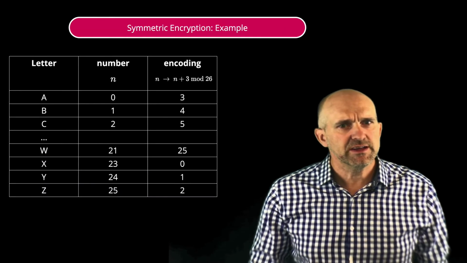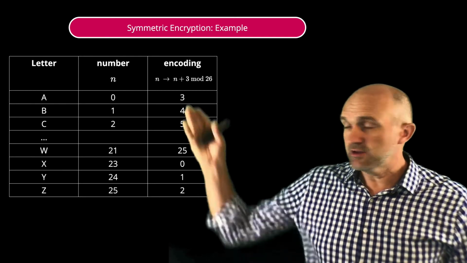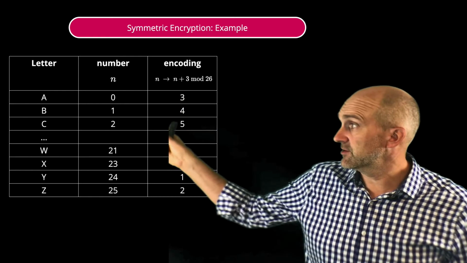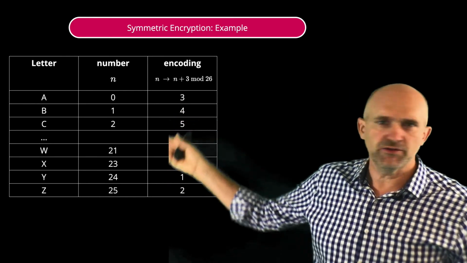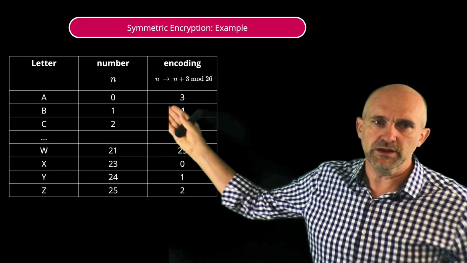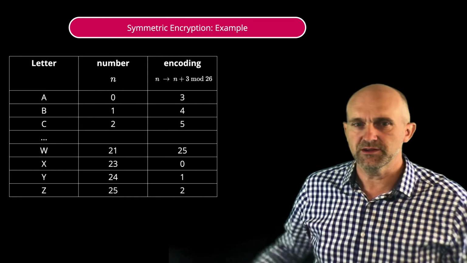So let me briefly explain how a symmetric cipher would work. You see here on the side of the screen the letters of the alphabet, and you can see that we just numbered them. So A is 0, B is 1, C is 2, and so on until Z is 25.